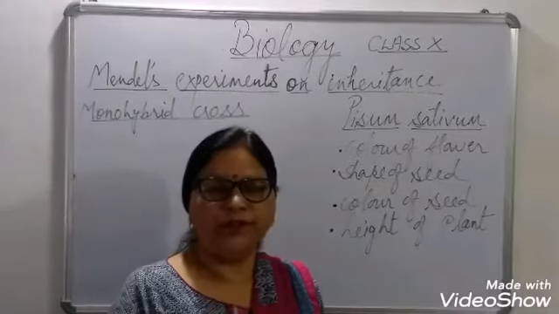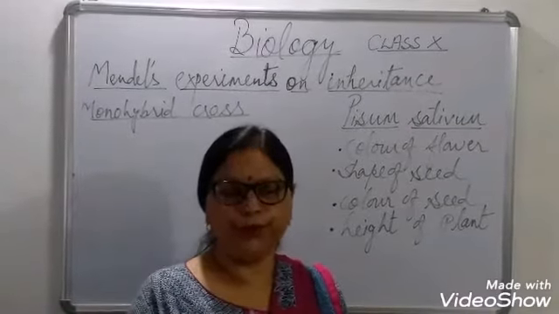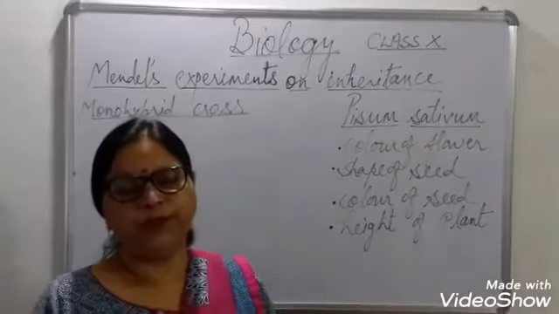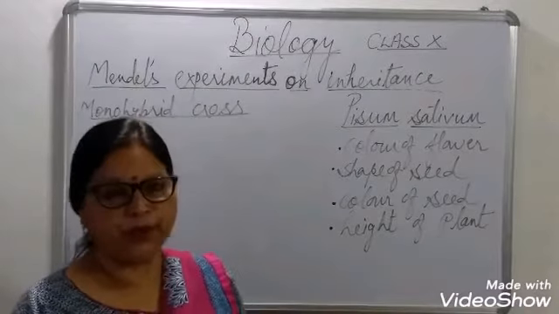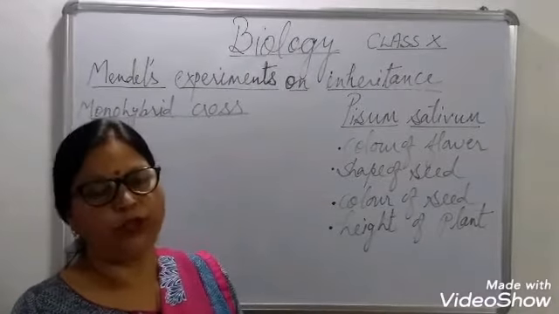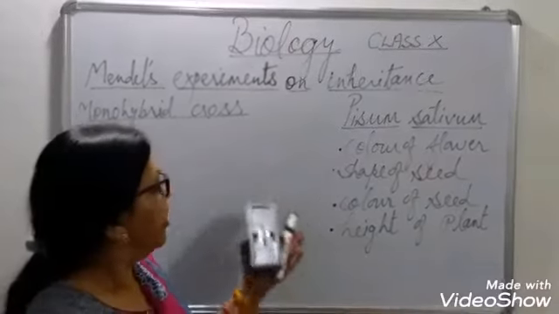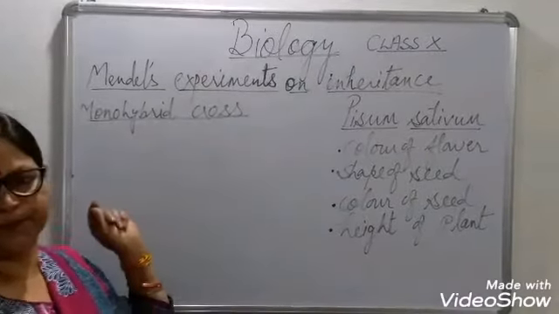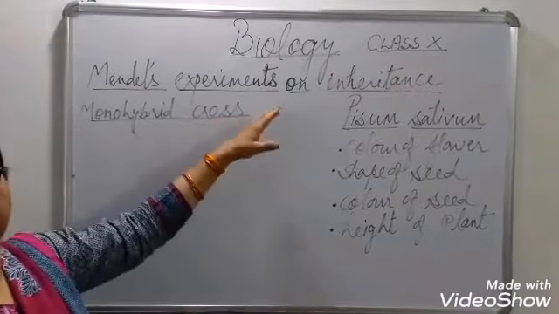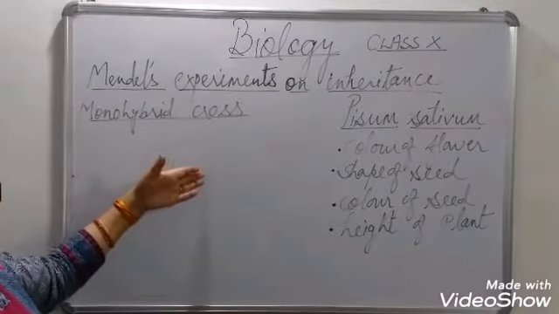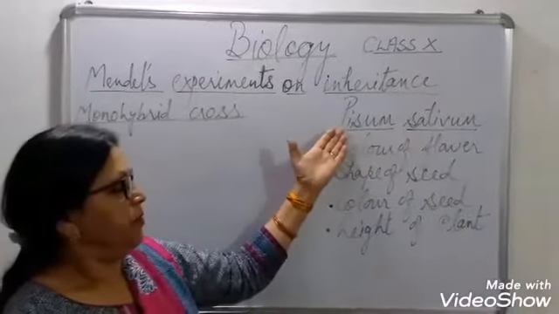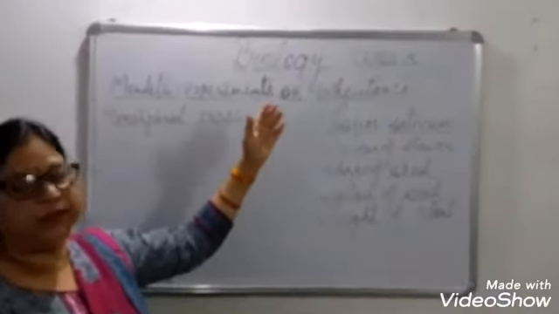Hello everyone. Today I am explaining you chapter 2 genetics, and in this chapter I will be explaining you about various experiments of Mendel on inheritance. Now, as you know, Mendel is known as father of genetics because he has given us 3 laws of genetics. He experimented on Pisum sativum, the pea plant. Pisum sativum was selected by Mendel because of various reasons.